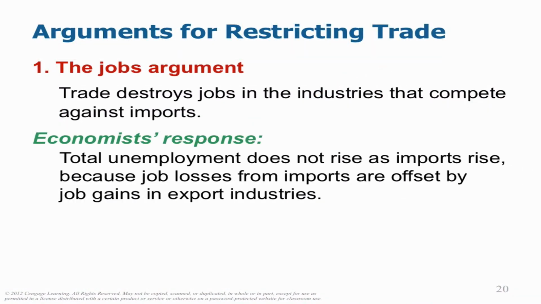So the economist's response is total unemployment doesn't go down as imports go up because job losses from imports are offset by job gains in export industries. The more we bring in, the more other nations are willing to accept our exports, because trade is what is known as reciprocal. You may be familiar with the phrase, you scratch my back and I'll scratch yours. You buy my stuff and I'll buy yours.